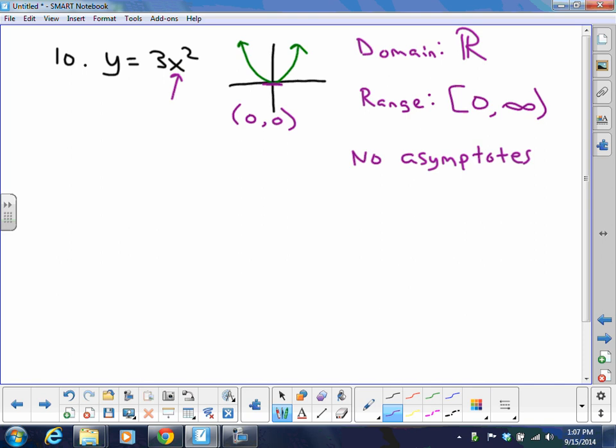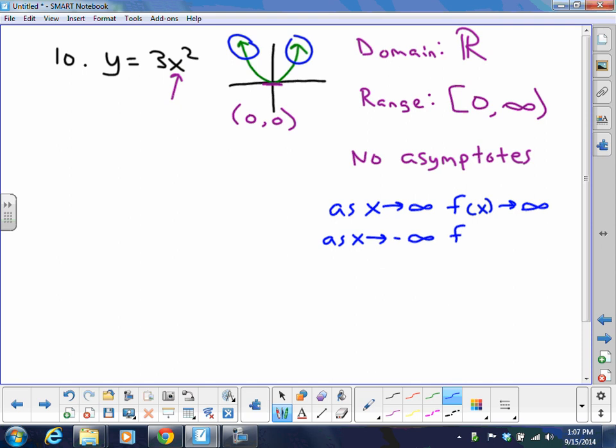End behavior, you should be able to recognize this end's going up to infinity and this end's going up to infinity. So we can write both of those. There's my right end. And then the left end is as x goes to negative infinity, that y value is also going to infinity. Okay, no issues as far as continuity, because again, the domain's all real numbers, so there is no discontinuity.